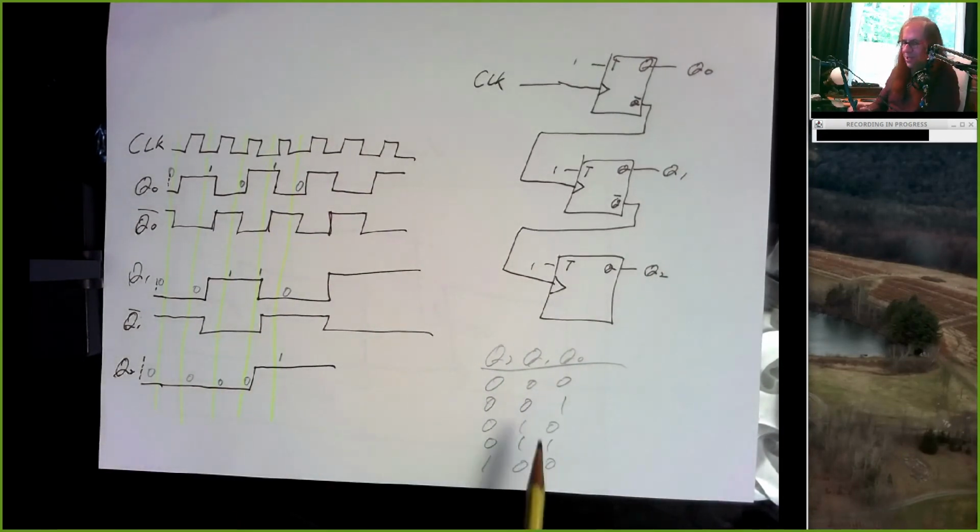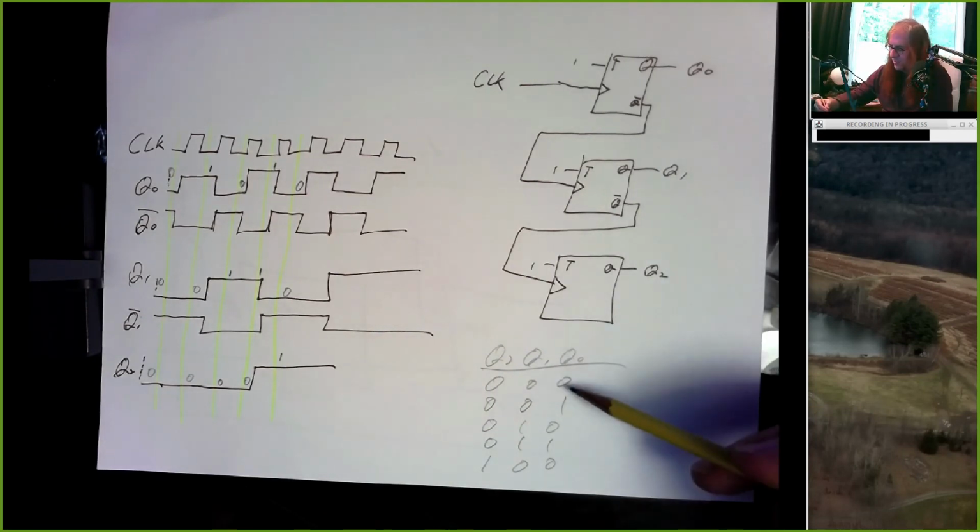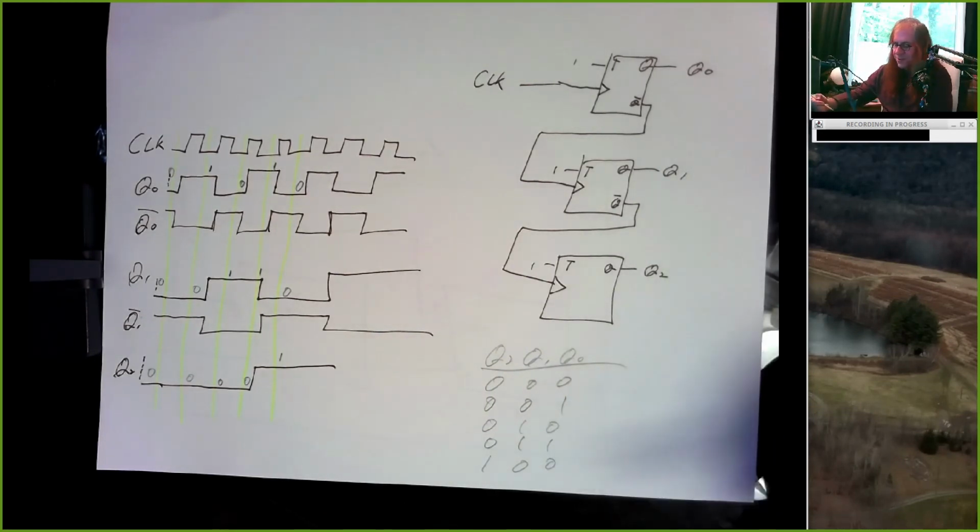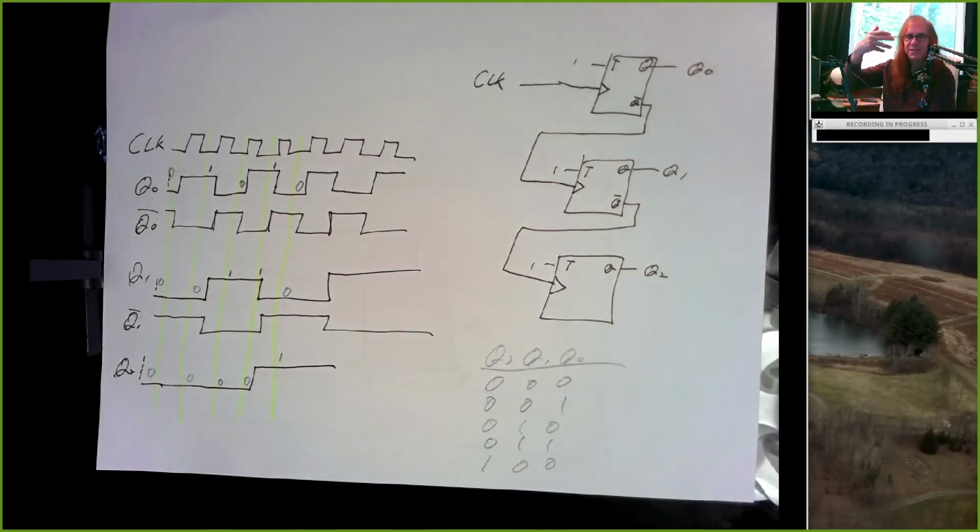So if we look at these three outputs as a 3-bit number, this circuit is counting, going from 0 to 1 to 2 to 3 to 4, and if we kept going, it would go 5, 6, 7, and then it would flip back to 0.